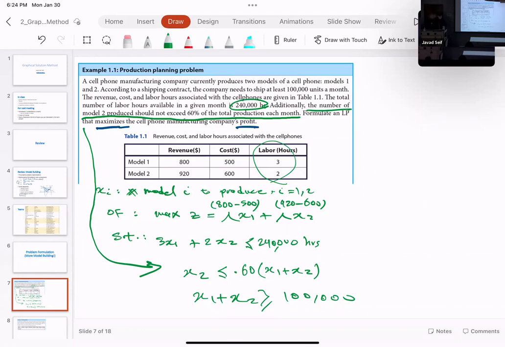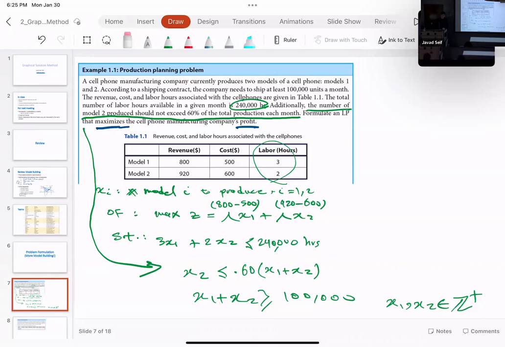Okay. And as usual, we write X1 and X2 should be positive, and here they should be integers. I write X1, X2 belong to positive integers instead of writing that, which makes it an integer programming problem. So we just modeled it, we haven't solved it.